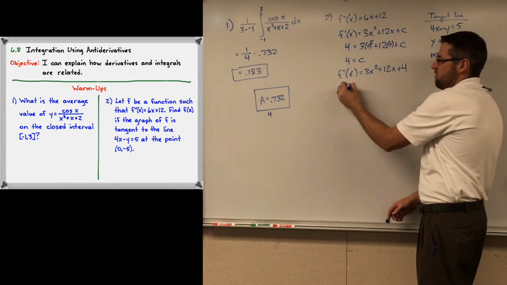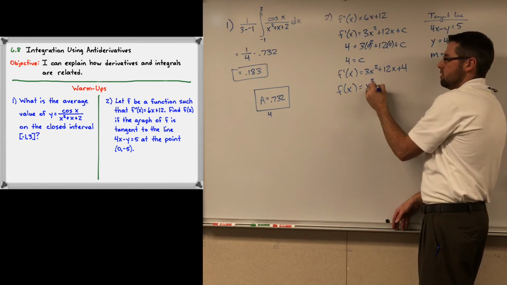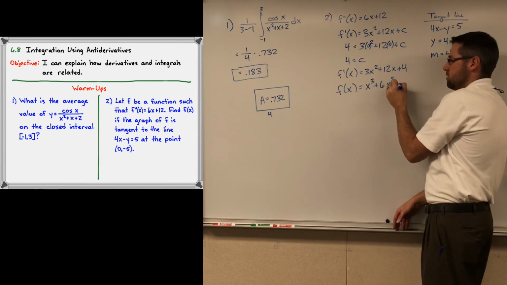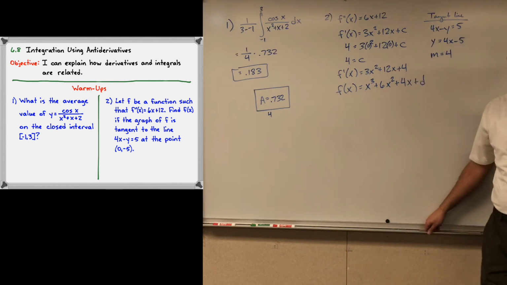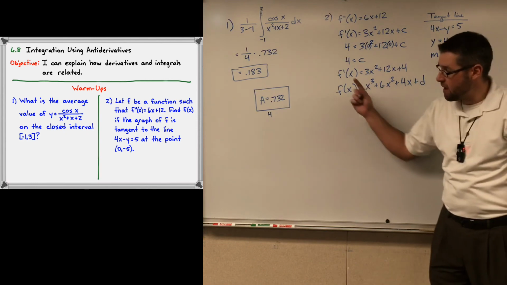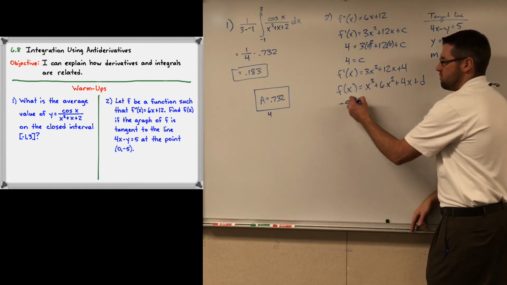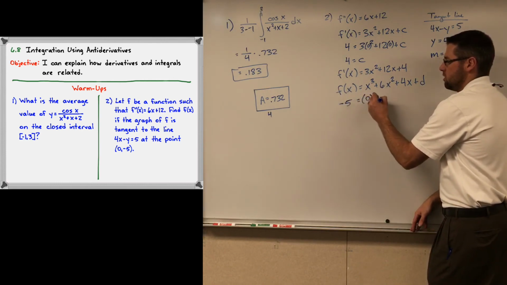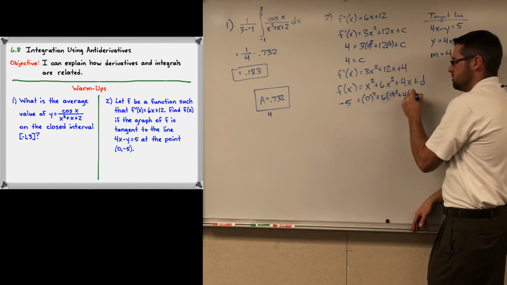Now we want f of x, so what's that? x cubed plus 6x squared plus 4x plus another constant, right? How do I find that constant? We know the function passes through 0, -5. So we'll just plug that in. So it'll be -5 equals 0 cubed plus 6 times 0 squared plus 4 times 0 plus d.